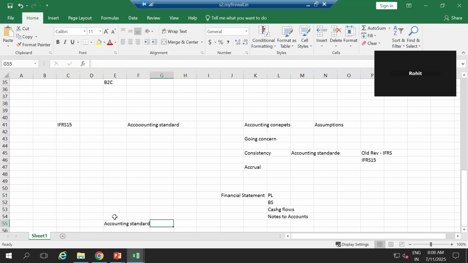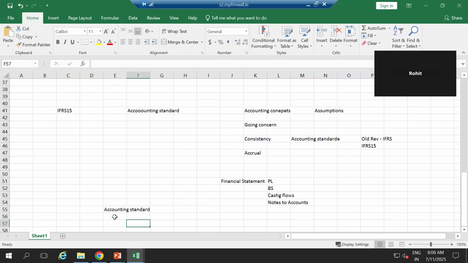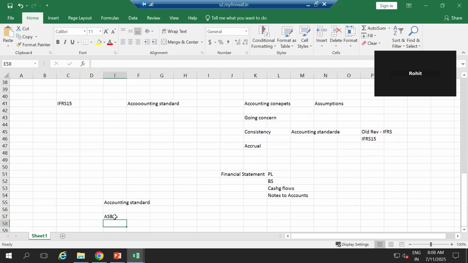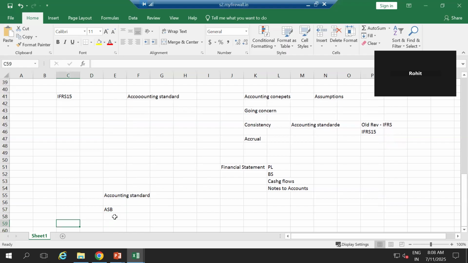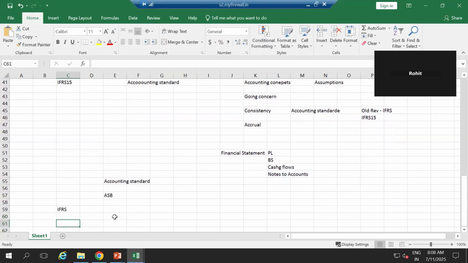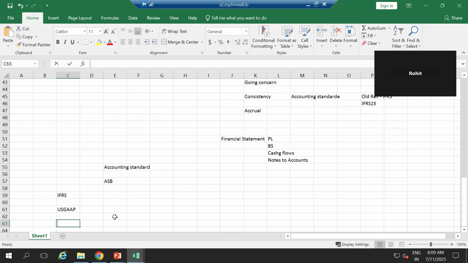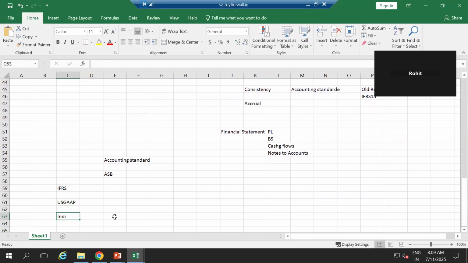Now, who will frame these accounting standards? There is something called the Accounting Standard Board, which will frame these accounting standards. Now the question arises: there is an IFRS accounting standard, there is a US GAAP accounting standard, there is an Indian accounting standard. So who will frame all of this? Well, IFRS is an international accounting standard, so we have the International Accounting Standard Board, IASB. The International Accounting Standard Board will frame this accounting standard.